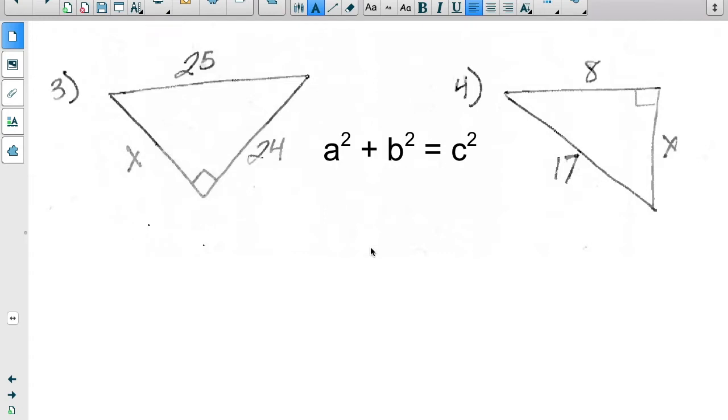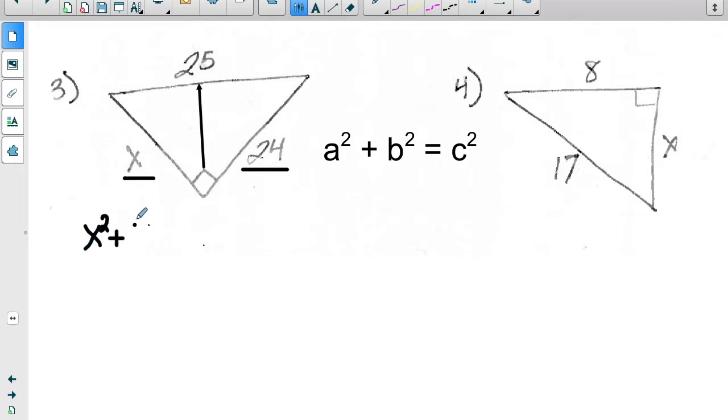Now we've looked at two where we're trying to find the hypotenuse. Now we're going to look at one or two where we're not finding the hypotenuse. So if we look at number 3, the right angle, 25 is opposite it, so 25 would be the hypotenuse. That means a and b are going to be x and 24. So when we set this up, we'd have x squared plus 24 squared is equal to 25 squared.